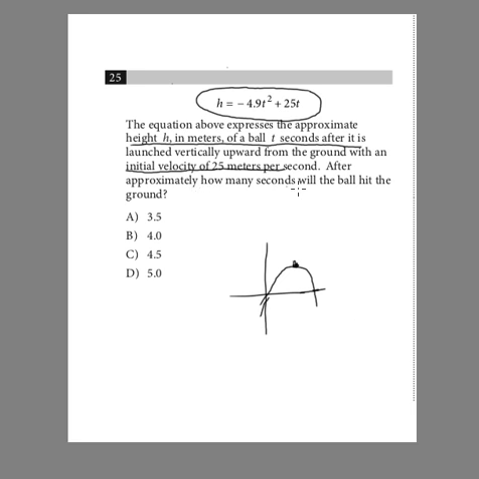After approximately how many seconds will the ball hit the ground? Let's underline this wording right here, ball hit the ground. What does it mean when a ball hits the ground? Well, it means that the height is going to be 0, because h is the height, and h is 0 when the ball is directly on the ground. As t passes by, the ball comes up, up, up, and then hits the ground again at h equals 0. This is the h axis and this is the t axis, so h is going to be equal to 0 when the ball hits the ground.